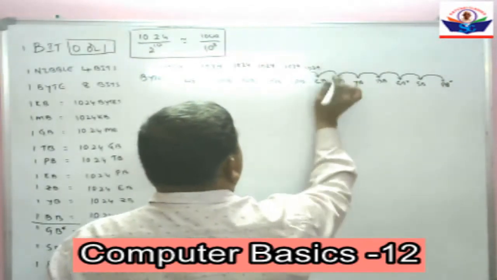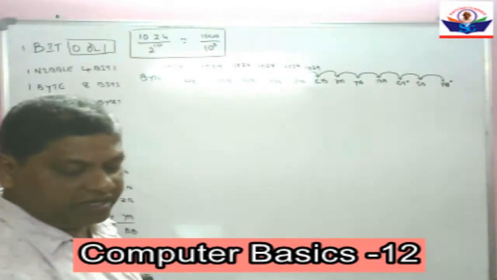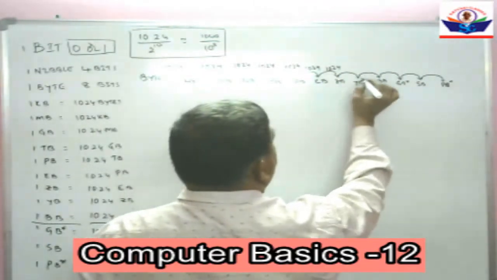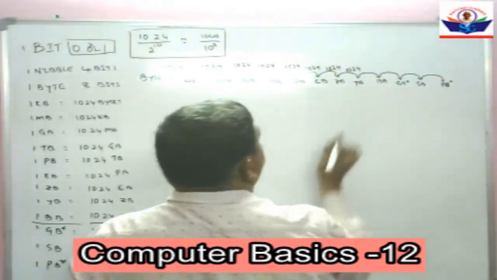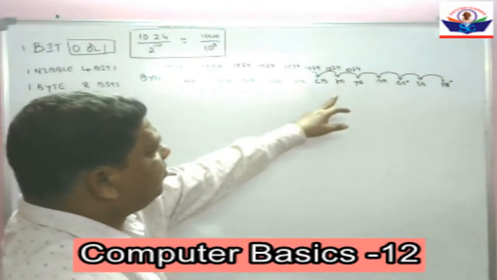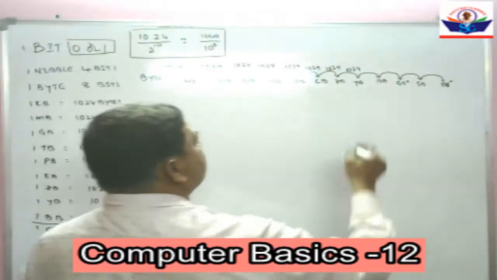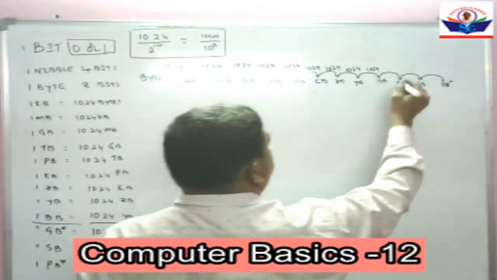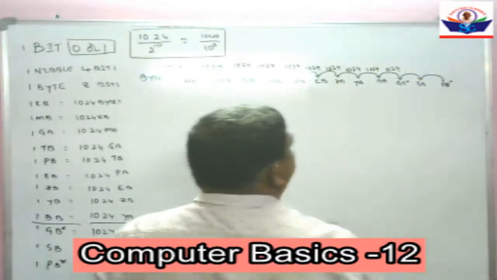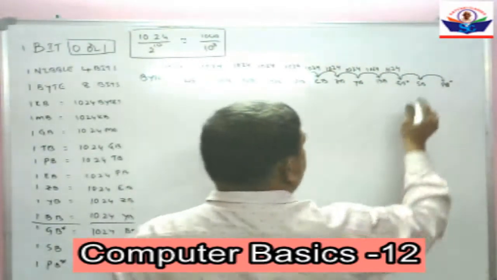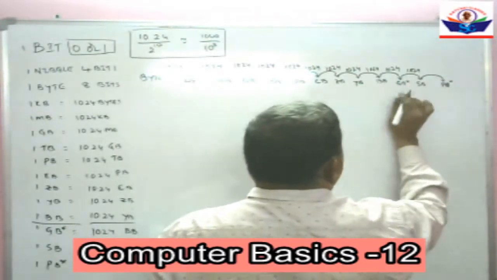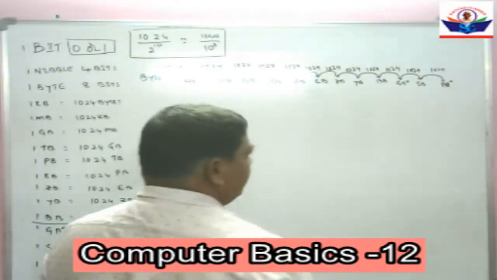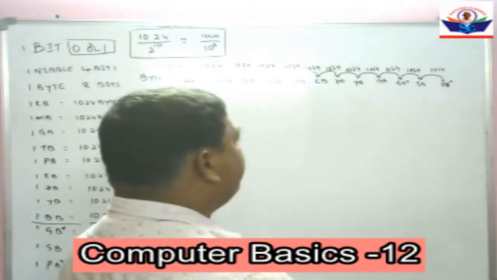1024 petabytes is equal to exabyte. 1024 exabyte is equal to zettabyte. 1024 zettabytes is equal to petabyte. 1024 petabytes is equal to protobyte. 1024 protobyte is equal to geobyte, GB star. 1024 GB star is equal to Sagan byte. 1024 Sagan byte is equal to PB star gigabyte.